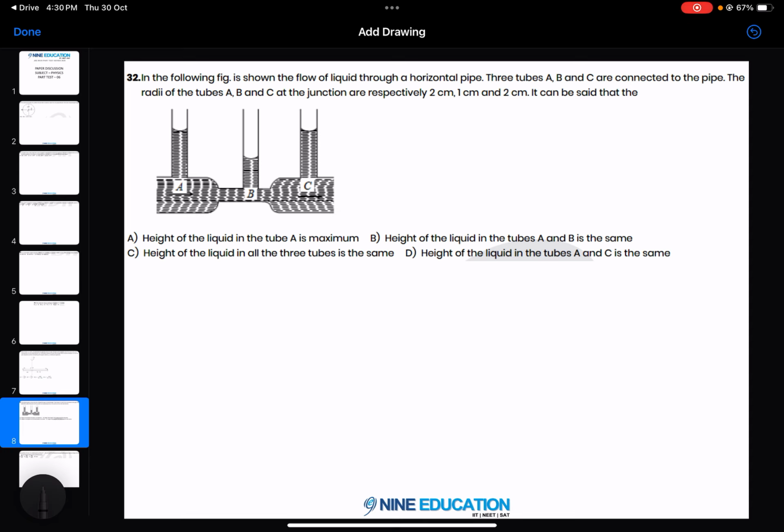In this question, the diameters of A and C are the same. So from the equation of continuity, A1 V1 equals A2 V2. The area is the same, so their velocities are going to be the same. So the rise in this container and this one is going to be the same, which will give us option D.